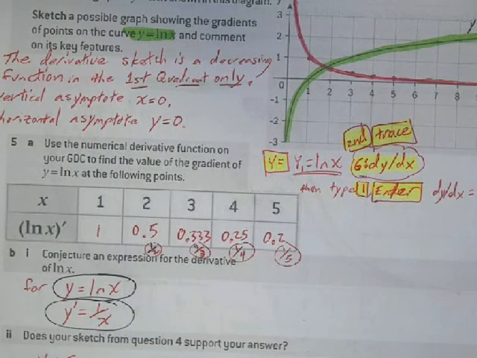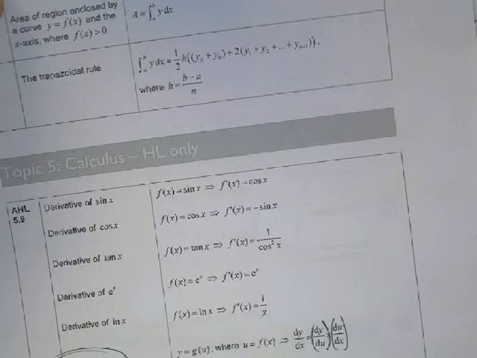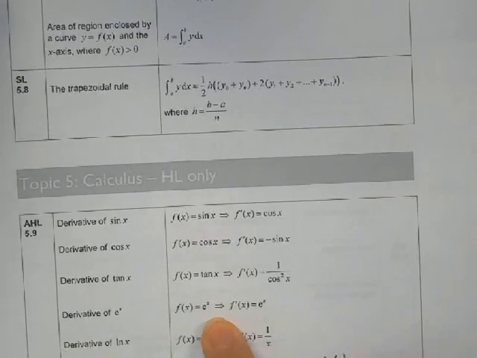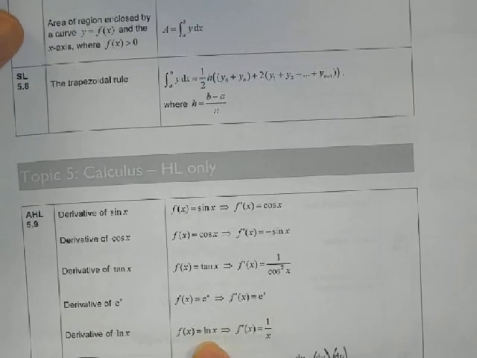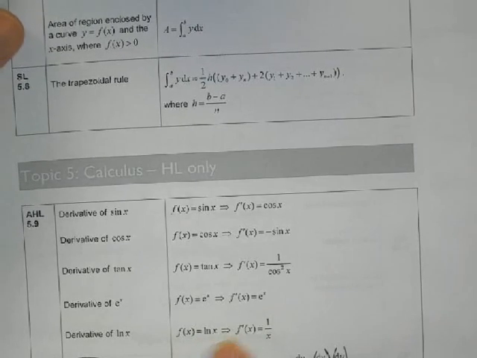Now you won't need to memorize that because that is going to be in your formula packet. So if I can find my formula packet, right here, e to the x, derivative is e to the x. If y equals natural log of x, the derivative is 1 over x.